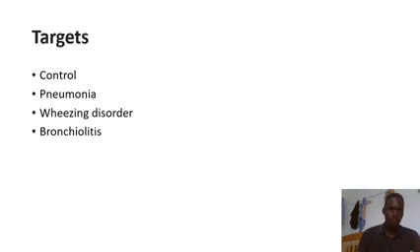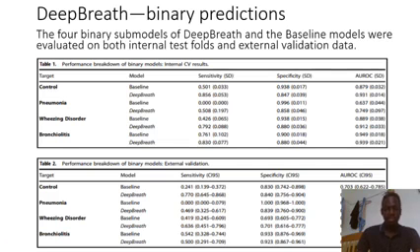So these are the targets. We have control, pneumonia, wheezing disorders, and bronchiolitis. Control is normal or healthy. Then these others are the pathological categories, including pneumonia, wheezing disorder, and bronchiolitis.